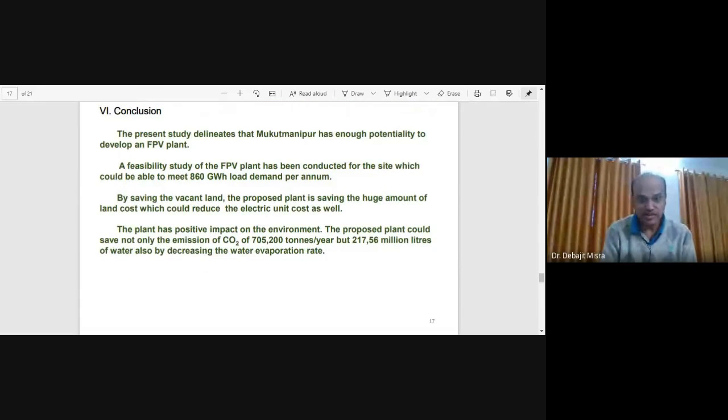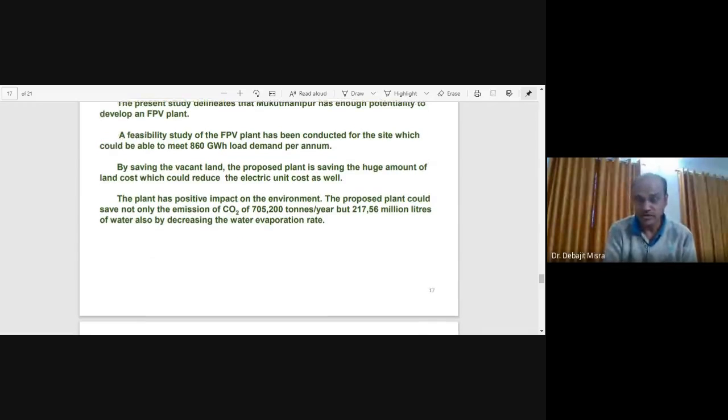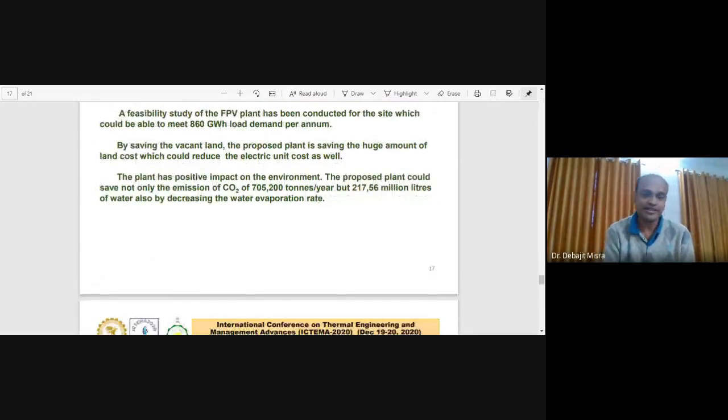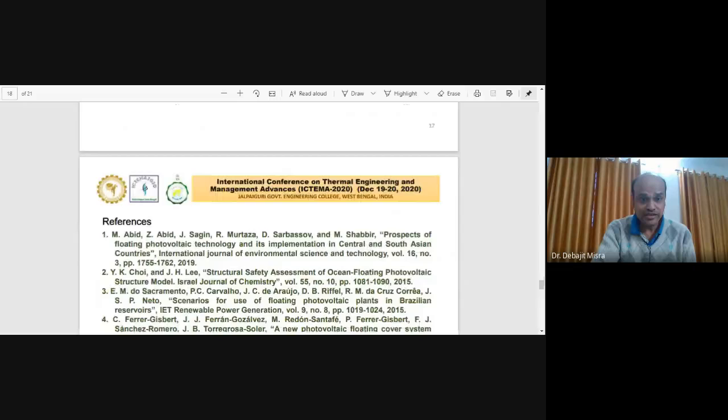If we consider the CO2 emission, then 752,000 tons per year of CO2 can be reduced compared to the conventional plant, and 21,756 million liters of water could also be saved, as the panels reduce water evaporation below them. So these are the references.